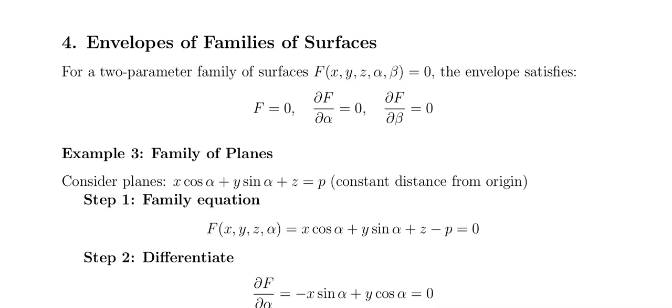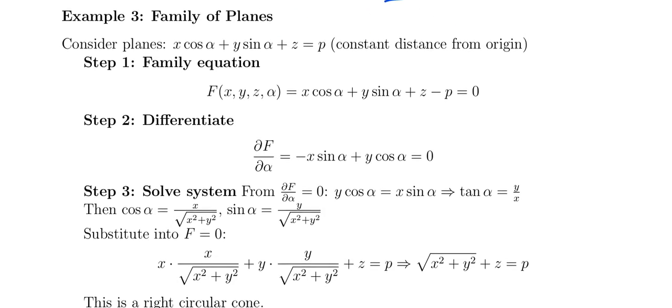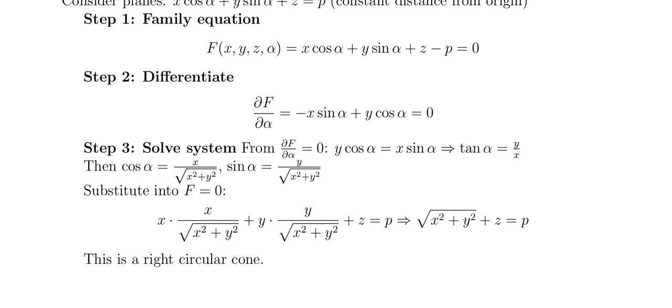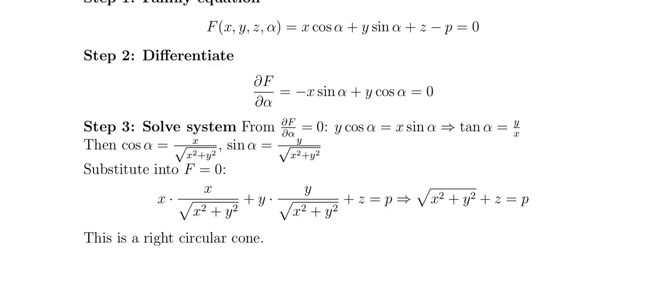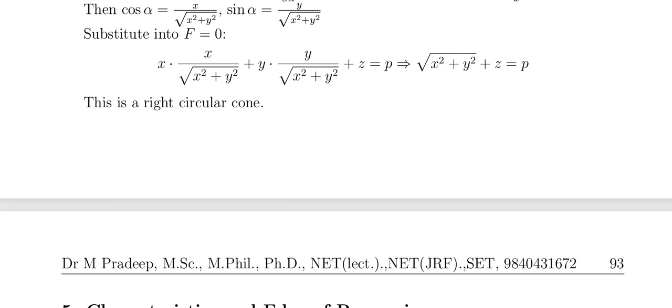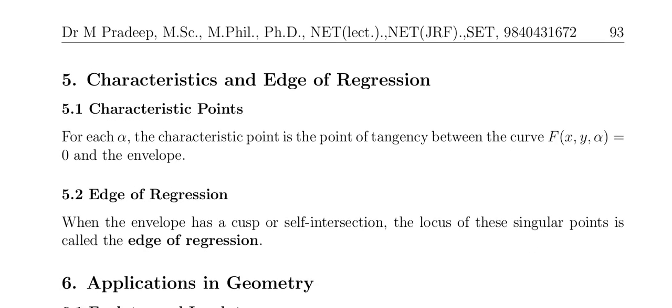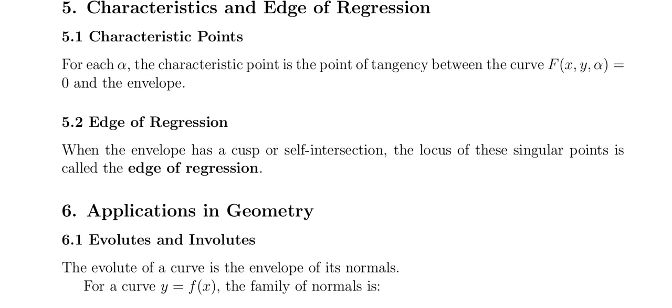Next, a two parameter family of surfaces. Here two parameters alpha and beta come in. The envelope satisfies f equal to 0, dou f by dou alpha equal to dou f by dou beta equal to 0. For example, x cos alpha plus y sin alpha plus z equal to p. Taking this as f of x, y, z, alpha, equating dou f by dou alpha to 0 and f to 0 and simplifying, the output is called the right circular helix, and the characteristics and the edge of regression.